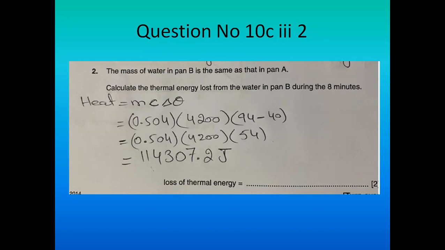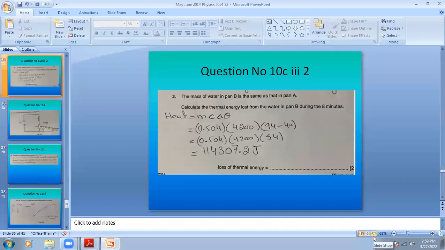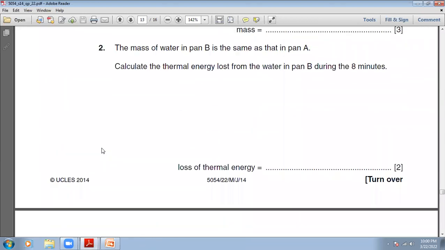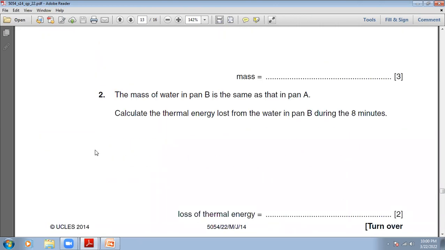114,307.2 joules of energy is lost. Hopefully you understand. Okay, so let's go to the next part. This question is finished. One thing, when I was describing this second part, I said a wrong thing. I said the heat is 9,000 multiply 8 for the pan B. No, the heat loss for the pan B we have to calculate.